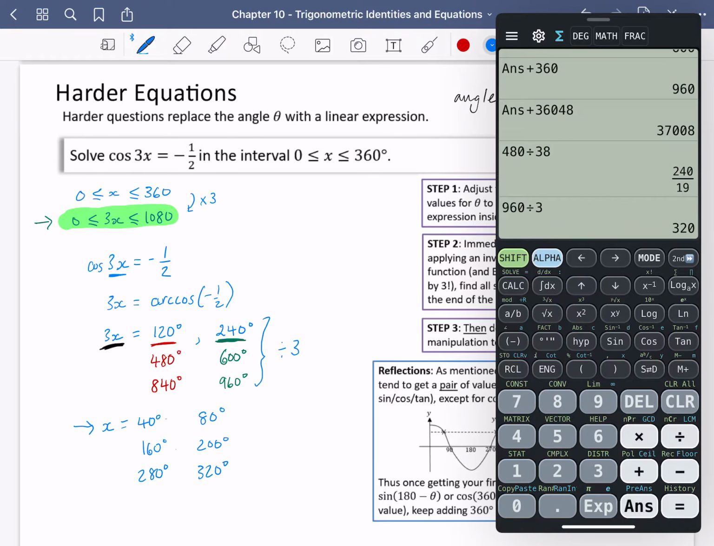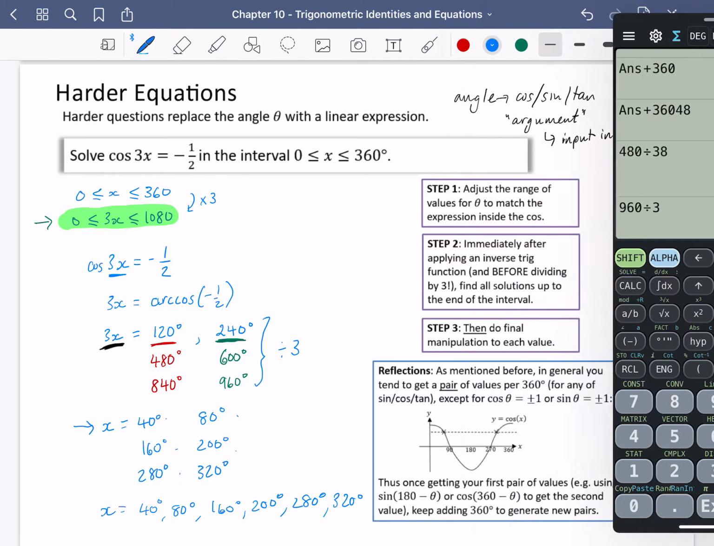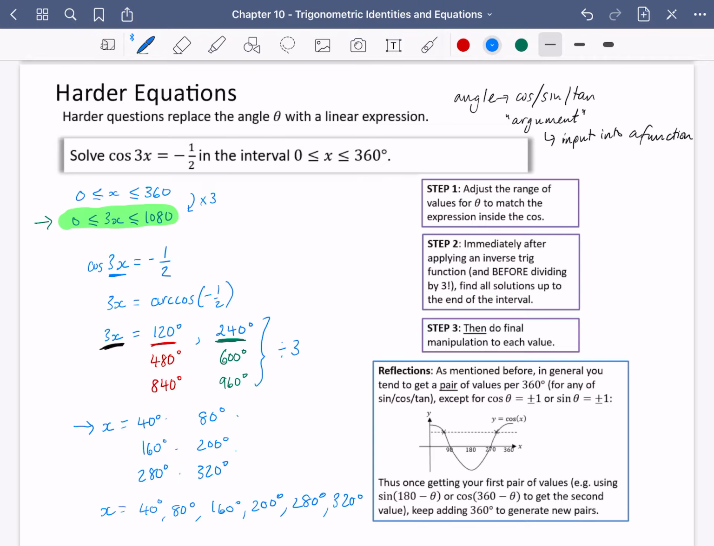So we've got 1, 2, 3, 4, 5, 6. And I guess normally what we would do here is write them in order. We'd go 40, 80, 160, 200, 280, and 320. So it looks like what happened here is we've actually got lots more solutions. And you can see now, hopefully, why we had to make this range bigger. Because when we did the dividing by 3 at the end, we wanted to make sure that they were all inside 360. So as we knew we'd be doing this division by 3 at the end, it made sense to change the range by multiplying it by 3 at this stage.